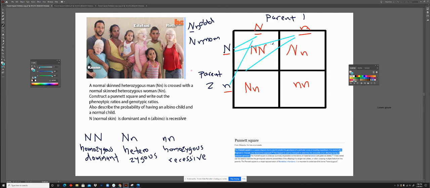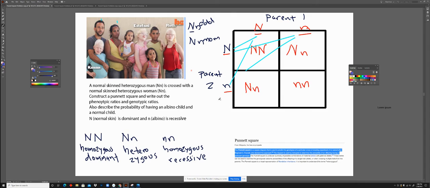You just combine the alleles together. This one with this one, this one with this one, this one with this one, and this one. All right, so this is the possible genotype combinations we get from mom and dad. Now the question is, you have to do a genotypic ratio. Now what does that mean?